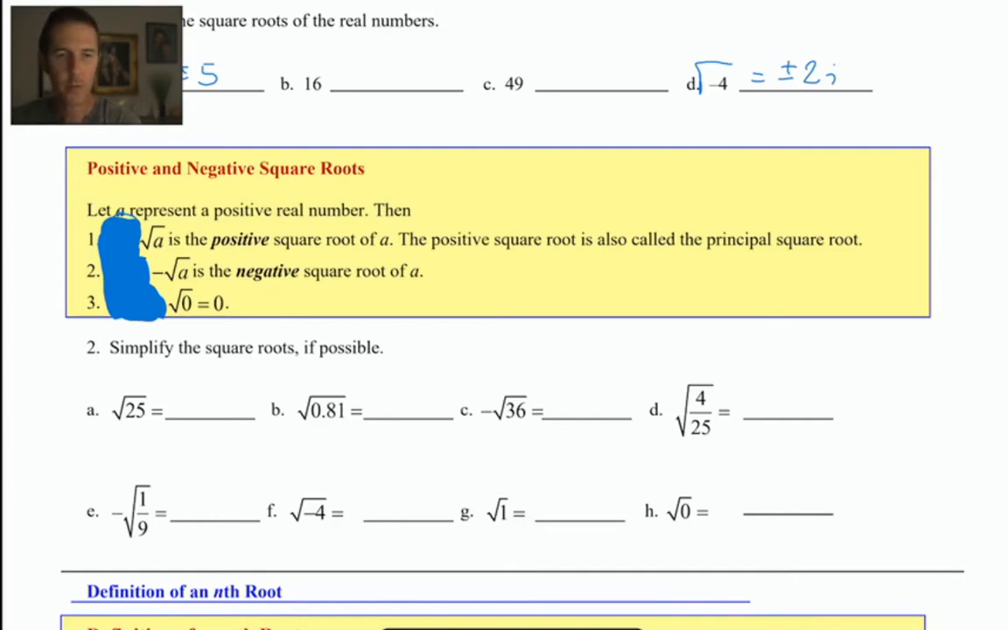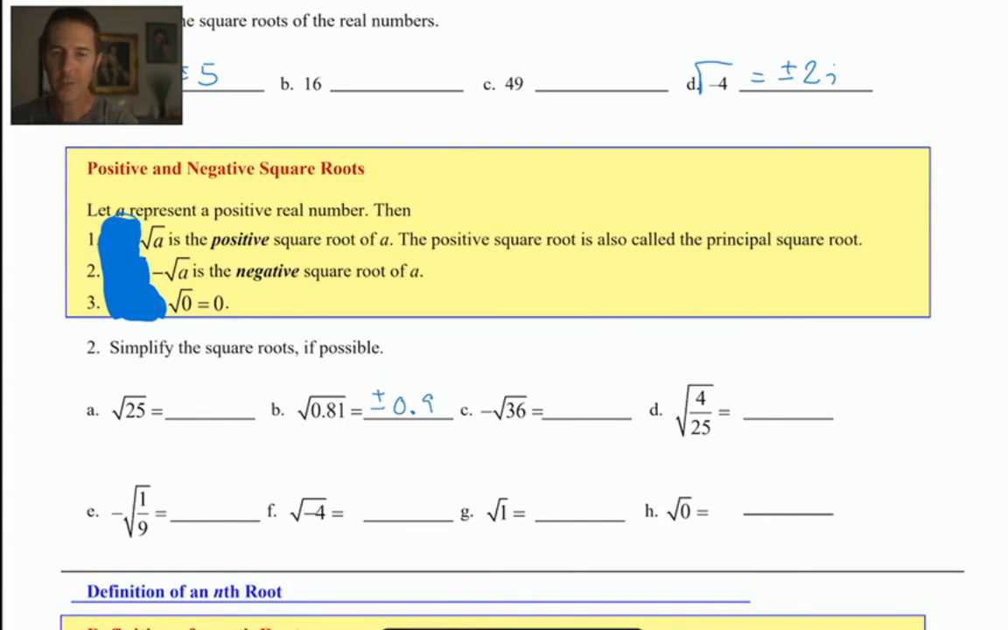Okay, so here, simplify the square roots if possible. We talked about the square root of 25 already equaling positive or negative 5. The square root of 0.81, be careful, some of you may be thinking 0.09. In fact, it's plus or minus 0.9. And if you punch that into a calculator and square it, 0.9 squared, you will get 0.81.